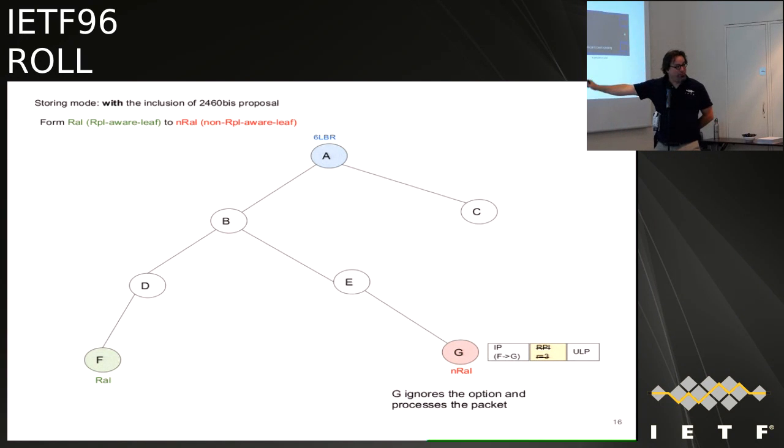So with this text in 2460, we can actually go back to what I think everyone originally thought storing mode would look like, which is you put an RPI hop-by-hop option in, and you send your packet and everyone's happy. So isn't this a big improvement? We should really send birthday cakes to the 6man people or something. So, thank you cards.